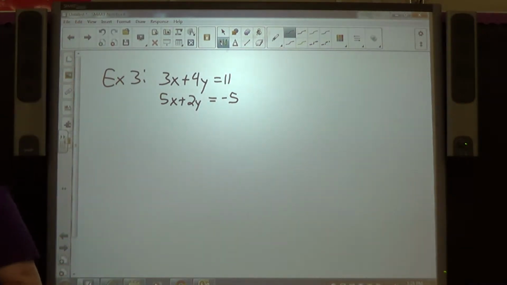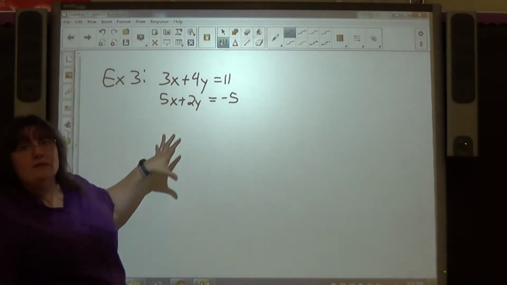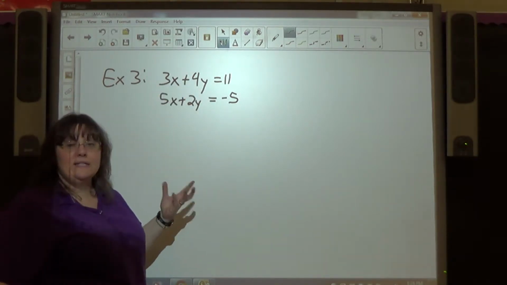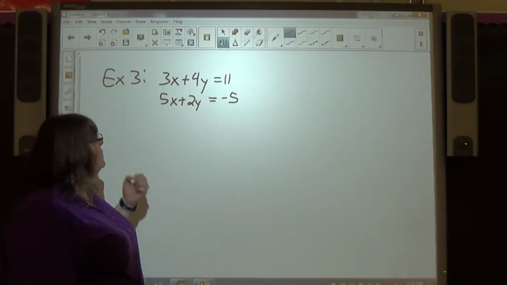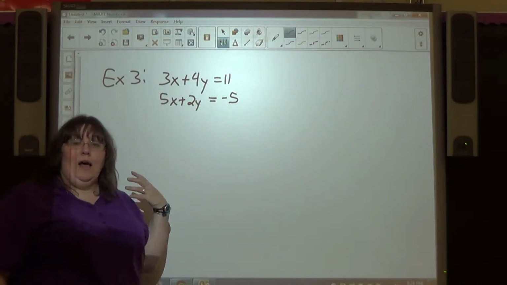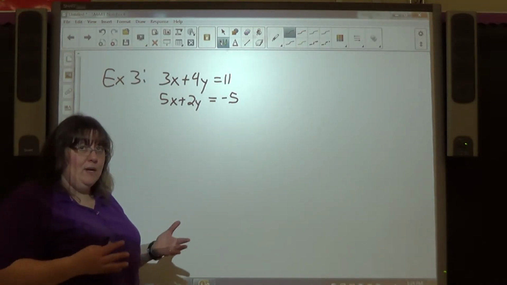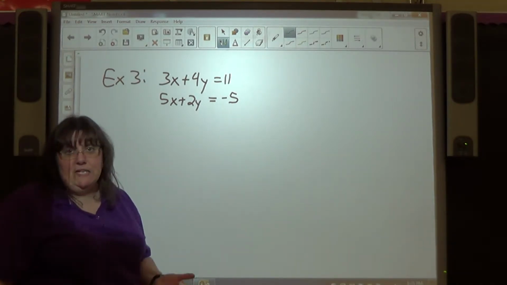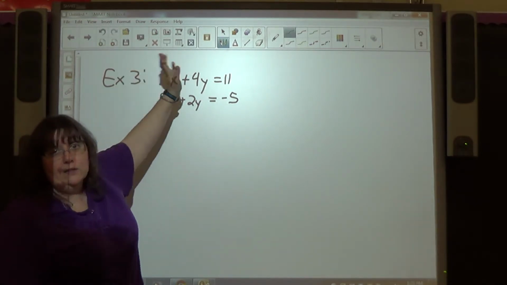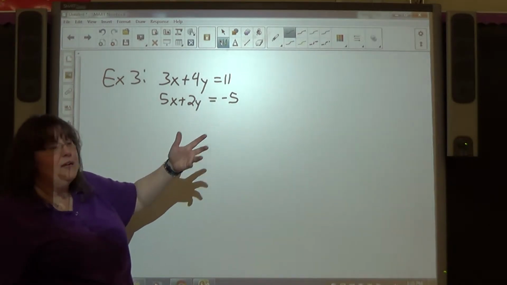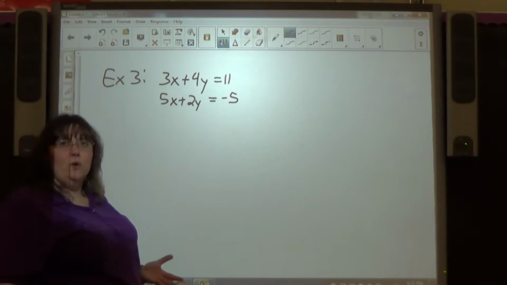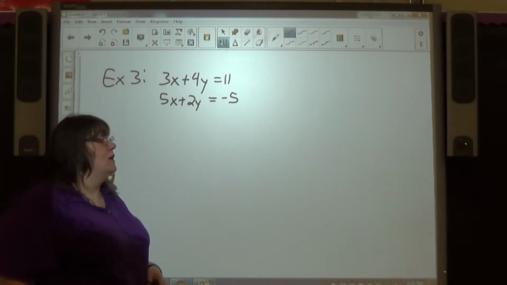Okay, in this case, I have all positives. So I could eliminate the x or the y. It doesn't matter which. However, looking at this carefully, I see I have 3 and 5. I have to multiply them to get the same number. So that would be 3 times 5 is 15. So I would have to multiply this one by 5, this one by 3, all the way through. And one of them has to be negative then at that point. A lot of hassle, a lot of work.